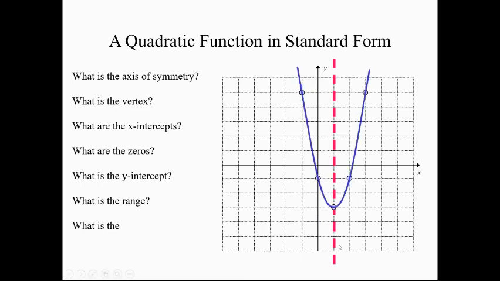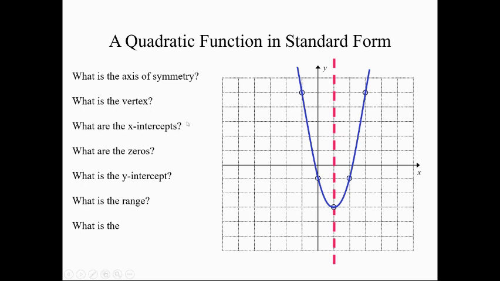What is the axis of symmetry? Well, the axis of symmetry was the line that went through it, so our axis of symmetry is x equals 1. What is the vertex? Our vertex here is at this point in the curve. Well, I go over 1 and down 1, 2, 3, so 1, negative 3.